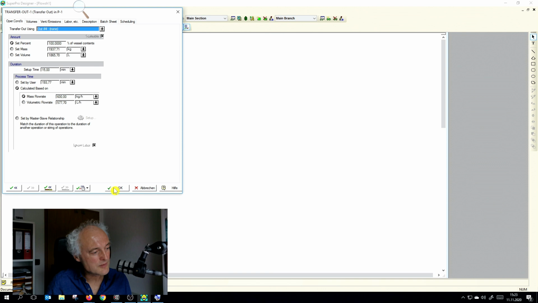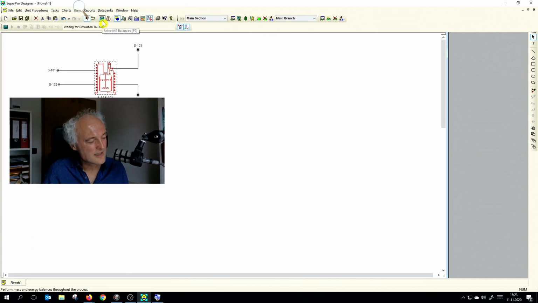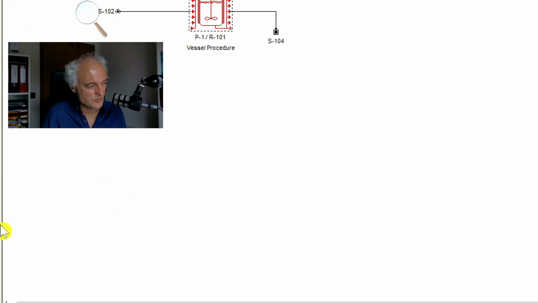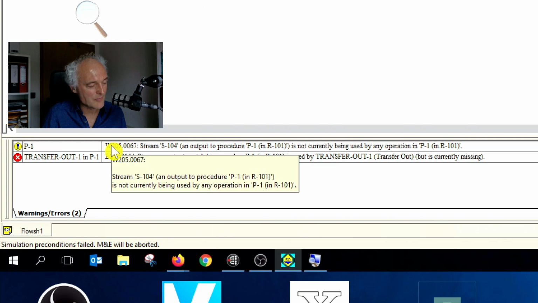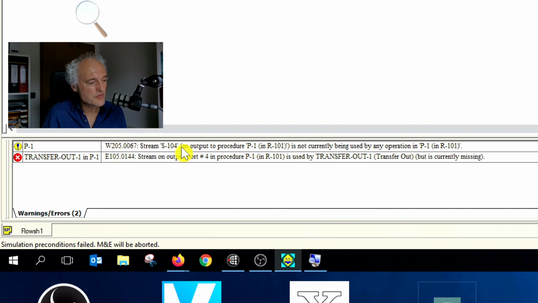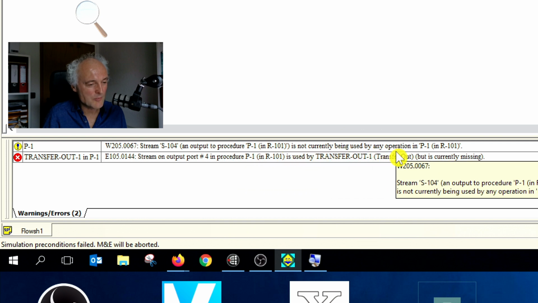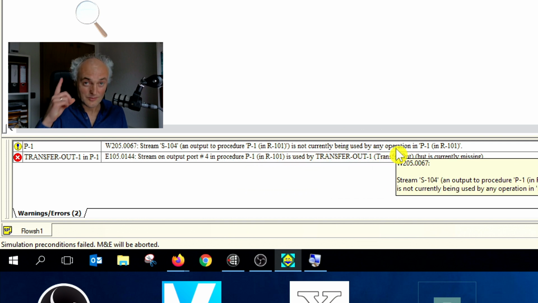Maybe I use an empty port. So if I now click mass balance, you see, now I've used an invalid port. And now you see what you will get used to: error messages. Stream S04 104 is not currently used by any operation in P1. Remember, we kicked that stream out, we used another port.